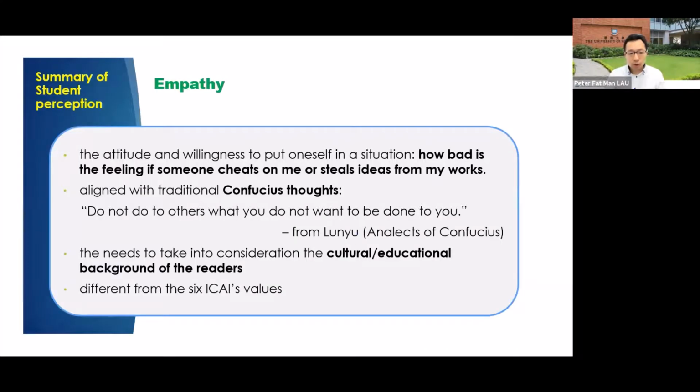To summarize the student perceptions on these 2 elements, first, empathy. From the student perceptions, they feel that it is the development of the attitude and willingness to put oneself in a situation, for example, how bad the feeling is if someone mistreats me, or steals ideas from my work. So this actually aligns with the traditional Confucian thought from the Analects: Do not do to others what you do not want to be done to you. So it emphasizes the need to take into consideration the cultural and educational background of the reader, for example.